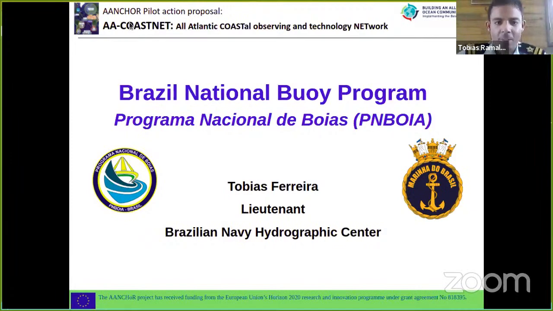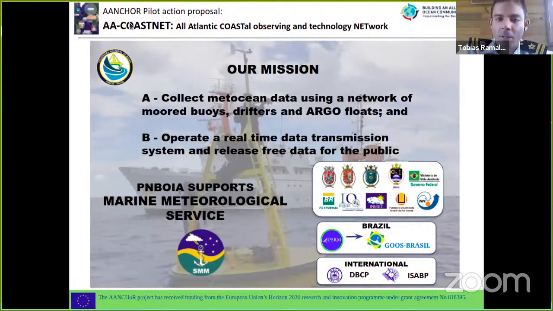I'm Lieutenant Tobias. I work at the Brazilian Navy Hydrographic Center. And I'm here today to present the advances of the Brazilian National Buoy Program in respect of the AA-COASTNET. First of all, I'd like to thank Moacyr and Laurent for the invitation. It's an honor to be here and to present a little bit of our work in Brazil. So the main mission of PNBOIA, the Brazilian National Buoy Program, is to collect metocean data using a network of moored buoys, drifters, and Argo floats.